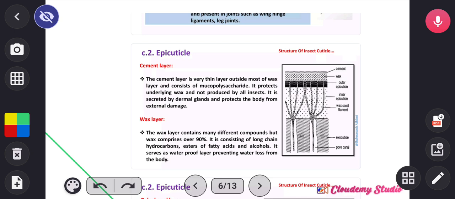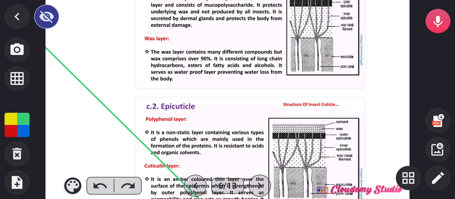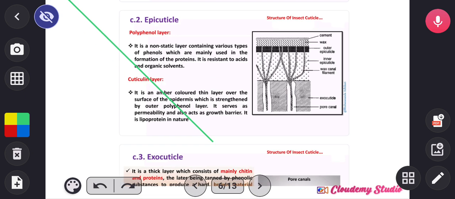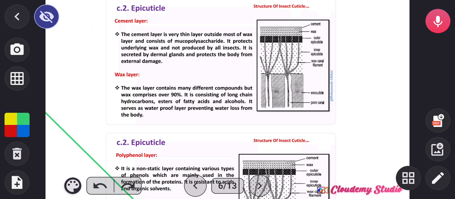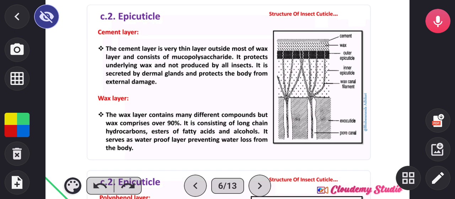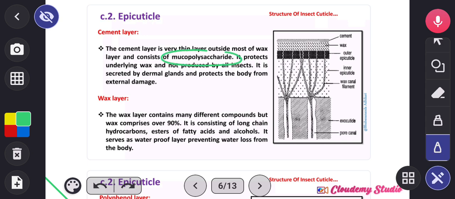Now, the next thing is the epicuticle. We have talked about the components of the cuticle itself. Now let's talk about the epicuticle. The epicuticle consists of the cement layer, the wax layer, the polyphenol layer, and the cuticulin layer. These are the 4 layers, so even though it is thin, we still have 4 layers. The cement layer is a very thin layer outside of the wax and consists of mucopolysaccharide, and it protects the underlying wax and is not produced by all insects.